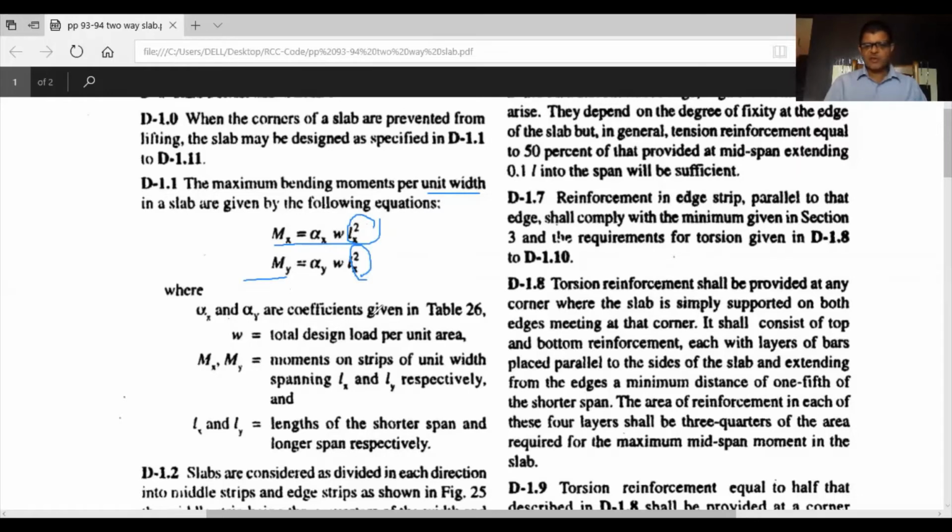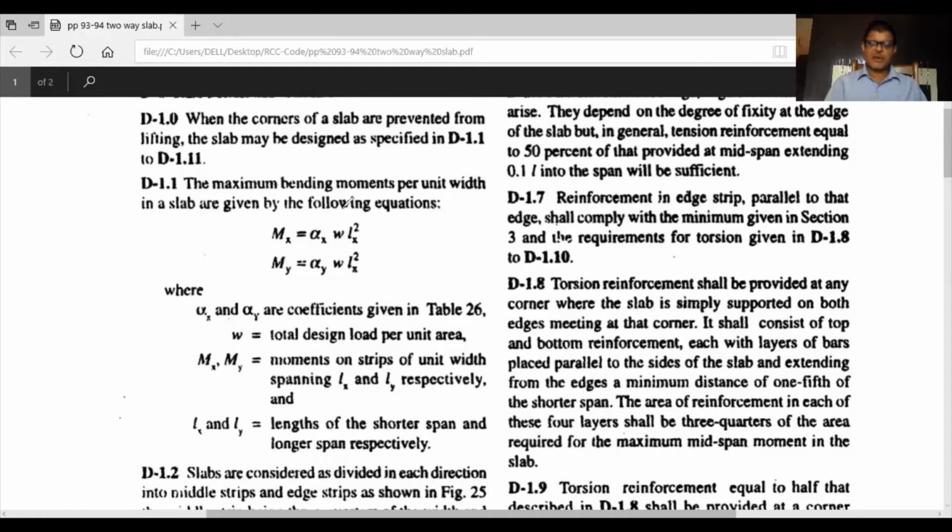Alpha x, alpha y are the coefficients given in Table 26 on the next page, number 91. w is the total load per unit area. Load means again in the slab you have the dead load, live load, floor finish. So combine all this and you will find the total design load. Then Mx, My are the moments on strips of unit width spanning Lx and Ly respectively, where Lx and Ly are the lengths of the shorter span and longer span respectively. So you find out the effective spans in the long and short directions, and then you can find the moments.